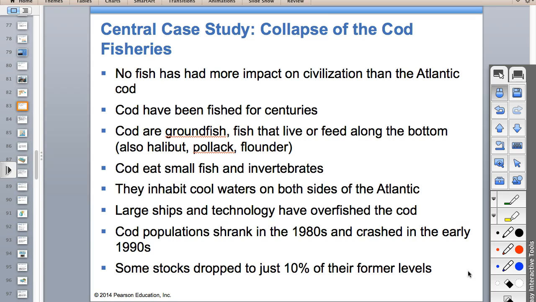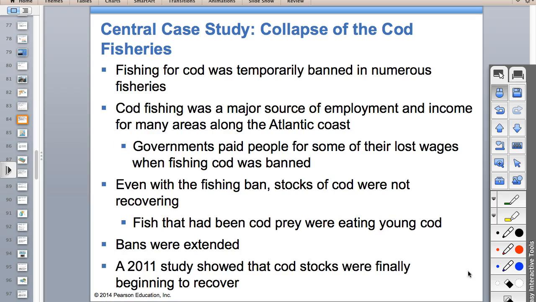So anyway, cod populations really shrank in the 80s and 90s. And a lot of that, if you guys remember IPAT, right? I-PAT, for impact. So impact is population times affluence times technology. And so when we increase our technology, as far as fish-finding capabilities and bigger nets, we're able to get all the fish. So anyway, it was temporarily banned. Unfortunately, it was a huge part of the economy, like I had said.